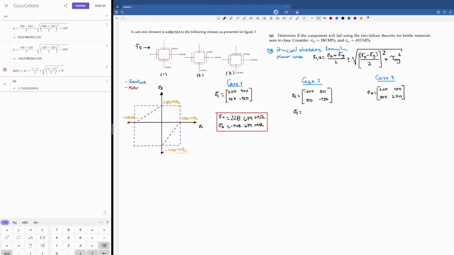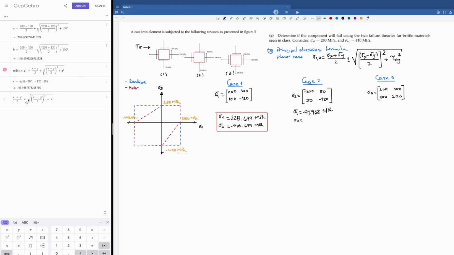Sorry, my bad. Equation 1, again, with minus 200, minus 120, 50. There we go. So in our case, this is going to be equal to minus, this is sigma 1, minus 91.968 megapascals. And then sigma 3.